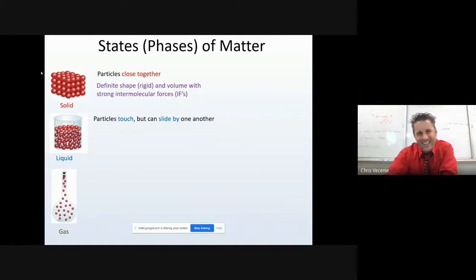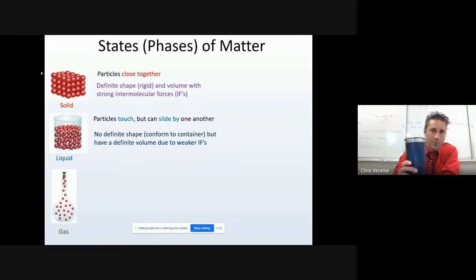In a liquid, it's kind of like in between. The particles touch, but they're not so connected that they're stuck in place. They can slide by each other, which is why you can pour liquids. This means they have a definite volume, but they don't have a definite shape. Whatever's in here right now is the coffee cup shape. But if I dump it into one of those beakers, now it's beaker shape.